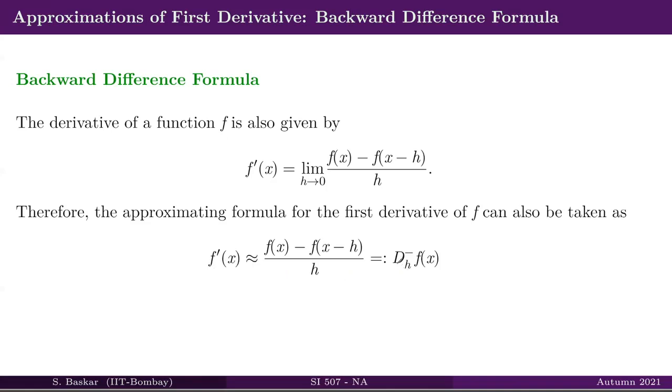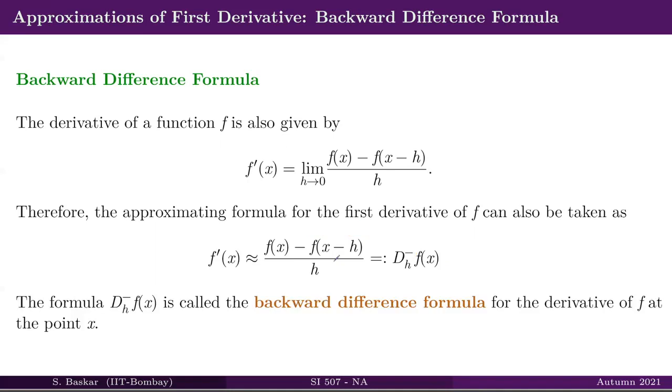For this formula, let us use the notation dh minus f of x. Again, minus is because we are using the function value at x minus h, unlike in the case of the forward difference formula, where we have used the function value at x plus h, right? And this formula is called the backward difference formula for the derivative of the function f at the point x.